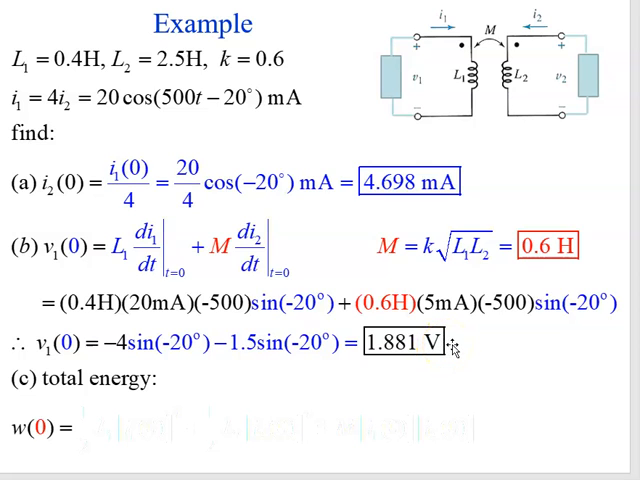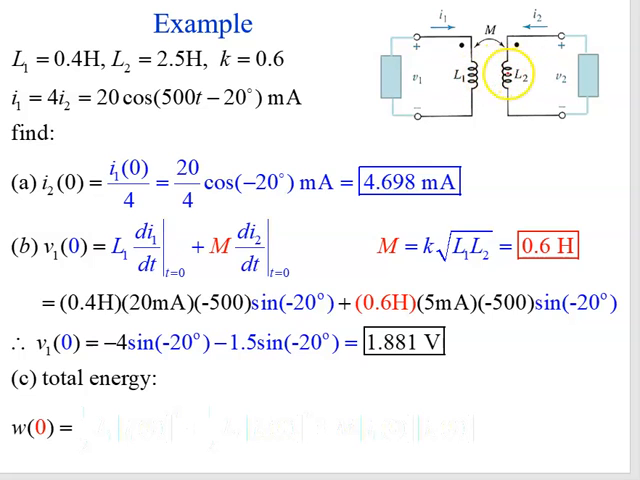Now the next thing we want to do is find the total energy, and again we want to find that at time t equal to 0. That total energy is going to be due to the current flowing through L1, so it's 1/2 L1 I1(0) squared, and then we have energy in L2 due to I2, so 1/2 L2 I2 squared, and then due to the mutual inductance we're going to have plus or minus M times I1(0) times I2(0).